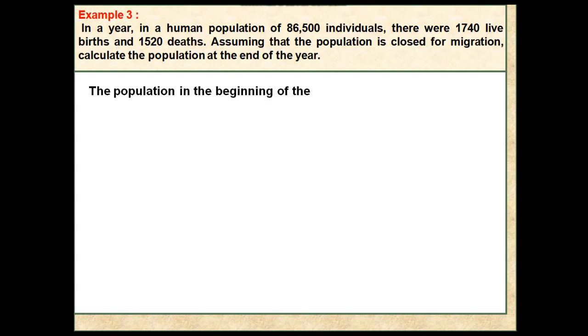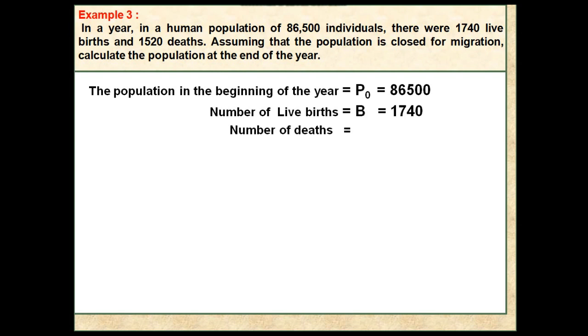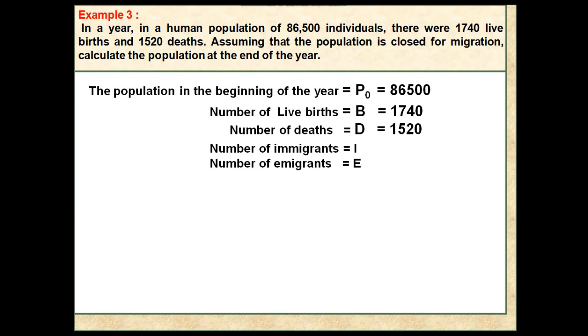The population in the beginning of the year is nothing but P0, which is 86,500. Number of live births is B equals 1740. Number of deaths is D equals 1520. The population is closed for migration. That means the number of immigrants, that is I, and the number of emigrants, that is E, are both 0.